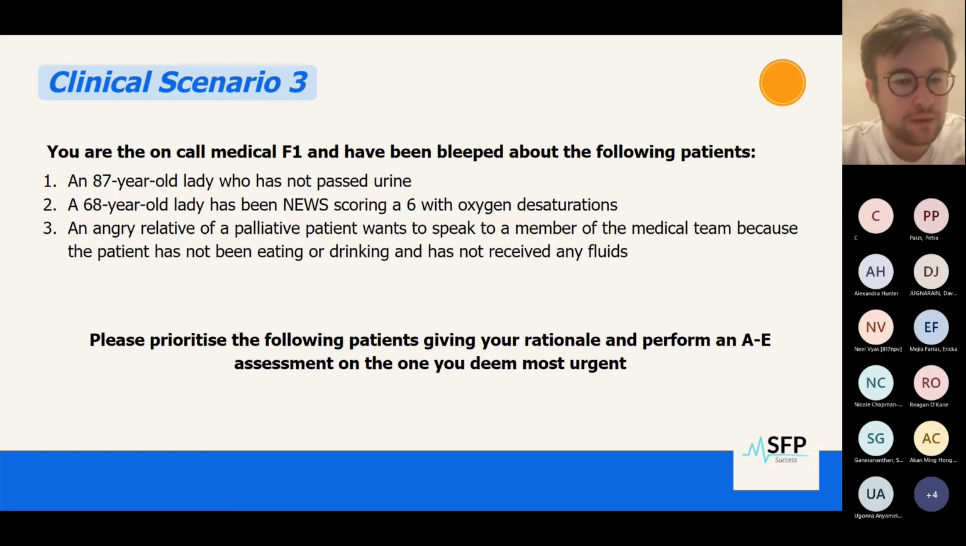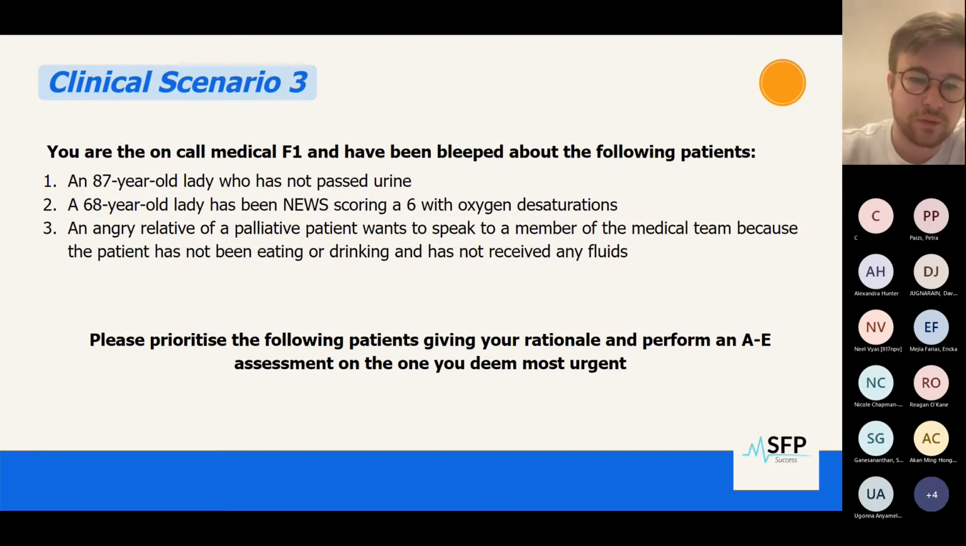So I think number 2 is probably the one that you would want to see first. So, do you want to talk me through how you would perform an A to E assessment for this patient? Yeah, sure. So for an A to E assessment, first of all, introduce yourself, wash your hands, and then I'll go over to A. So try to speak to the patient, just to check her airway is patent. Is there any information on that?